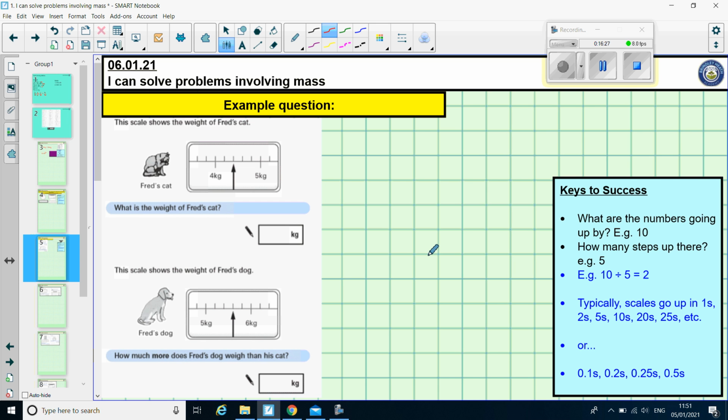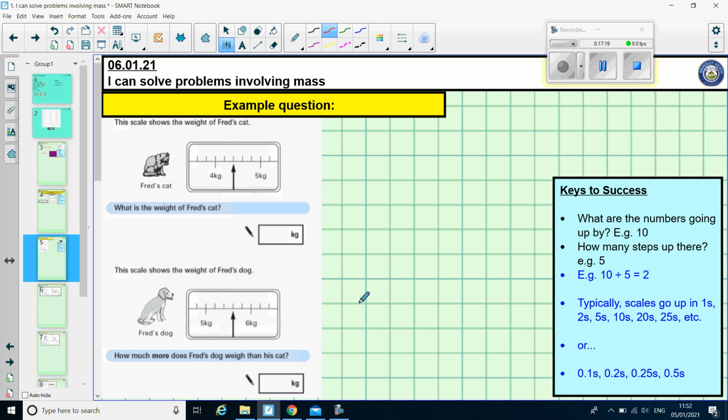Okay, hopefully you've had a go at these then. So this scale shows the weight of Fred's cat. What is the weight of Fred's cat? Well, this time the scale's in kilograms. We've got to look at the difference between 4 and 5 kilograms. So let's count up the points on the scale. 1, 2, 3, 4, 5. So we've got 1 kilogram divided by 5, which will give us 200 grams each. So each little point on the scale is either 200 grams or 0.2. So we can see that Fred's cat is 4.4 kilograms. Okay, if you preferred to do it in grams, you might have written 4,400 grams, which is fine as well.